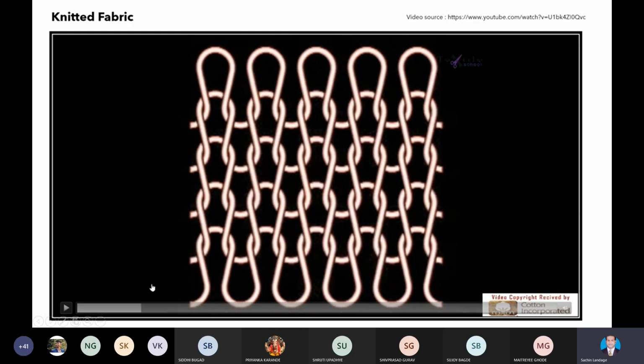See, in knitting there are warp knitting and weft knitting. I'm not going into details because all these things in detail you are going to study in one more subject in semester 2, that is weaving and knitting technology. So just to have the idea, see how the fabric is there: woven fabric, knitted fabric, and the non-woven fabric.